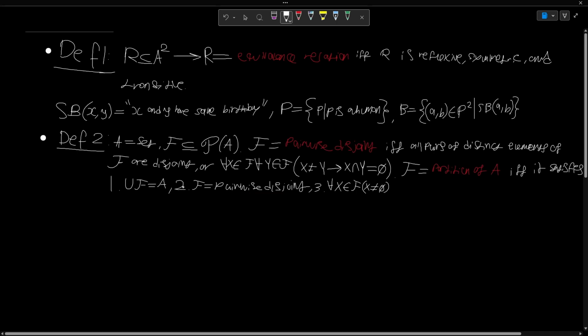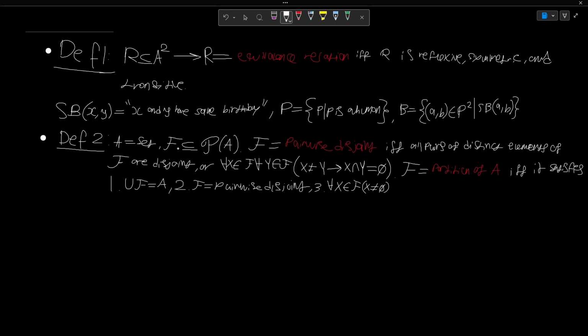To define these terms, we first assume that A is a set and F is a subset of the power set of A. Or in other words, it's just a collection of subsets of A. We say that F is pairwise disjoint if and only if all pairs of distinct elements of F are disjoint, and that F is a partition of A if and only if it satisfies these three conditions: 1, the union of F is equal to A; 2, F must be pairwise disjoint; and 3, no set in F is empty.